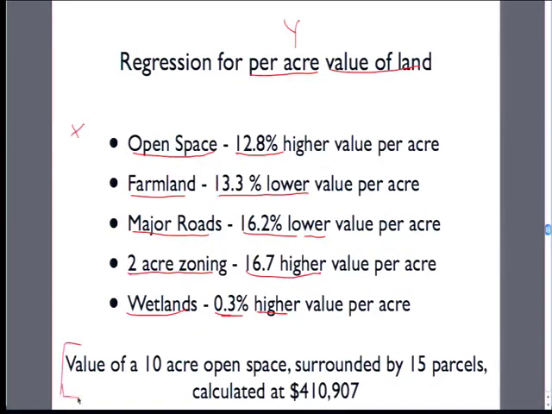So for the group that's looking to get the town to buy this open space, they could say, this 10-acre open space that we want to buy in our town, surrounded by 15 parcels of land, this is the amount that it's going to increase the value of people's lands. So they could come up with a number. $400,000 is the amount that, if the town buys the open space, it's going to increase the value of people's properties.